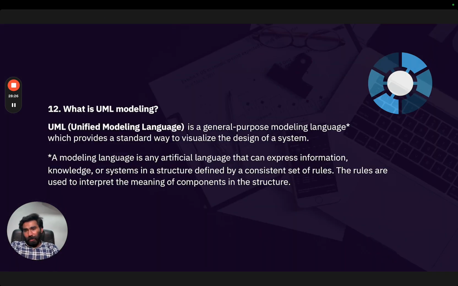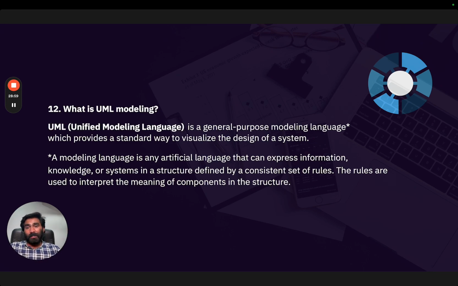Then the question number 12, what is UML modeling? So UML modeling, which is Unified Modeling Language, is a general purpose modeling language which provides a standard way to visualize the design of a system. A modeling language is any artificial language that can express information, knowledge, or system in a structure defined by a consistent set of rules, and the rules are used to interpret the meaning of components in the structure.